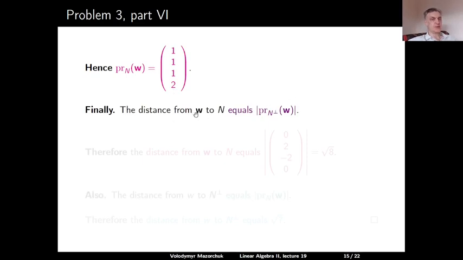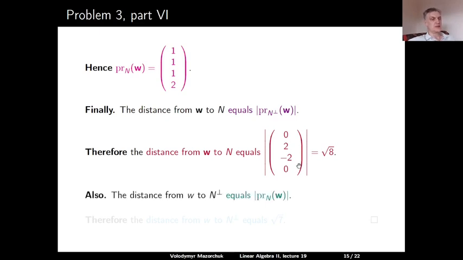Finally, the distance from w to n is the length of the orthogonal projection onto the orthogonal complement. So this is the length of the vector 0, 2, minus 2, 0. This vector has length root of 4 plus 4, which is root 8. Also, the distance from w to the orthogonal complement of n is the length of the projection of w onto n. So this means that this is the length of this vector, 1, 1, 1, 2, which is root of 7. And this completes problem 3.